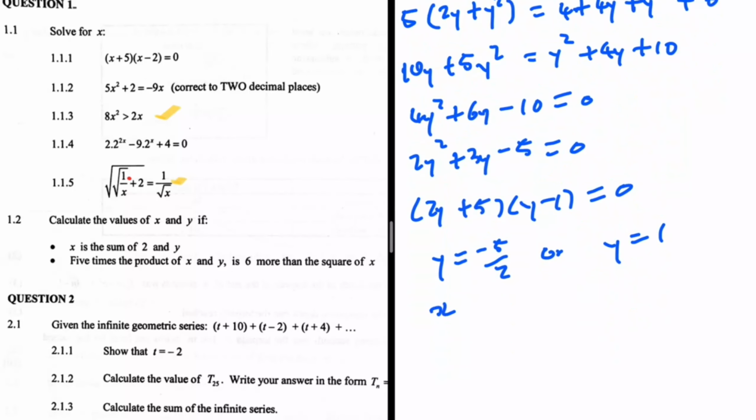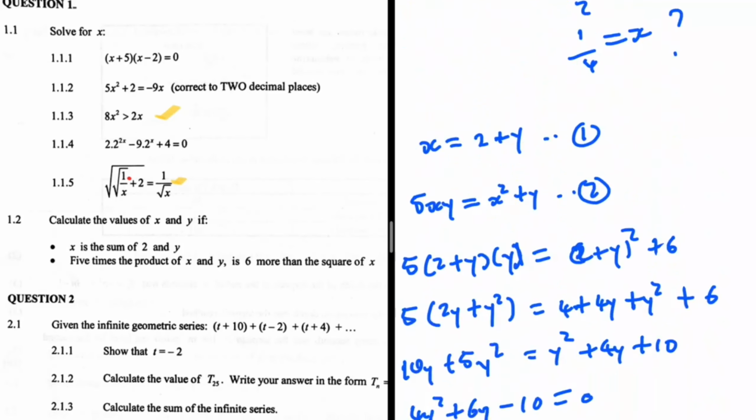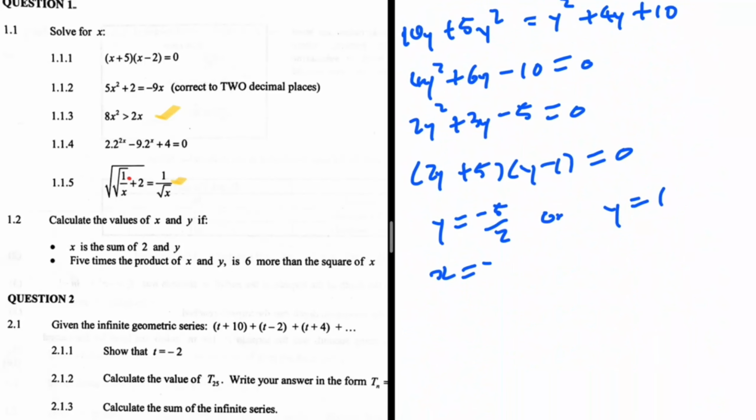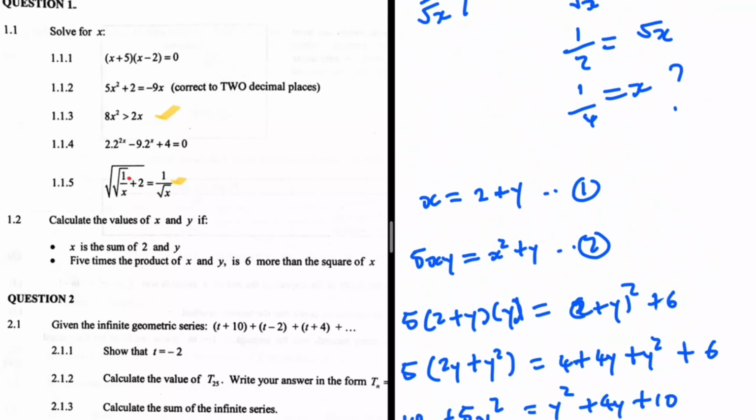Okay, so x equals what? x equals 2 plus y. So when y is 1, x will be 2 plus 1, so x equals 3. And then on the other hand, 2 plus minus 5 over 2, that gives x equals minus 1 over 2. So there we go. It's an easy equation as soon as you figure out how to set up your two equations. Which question do you want me to do next? Let me know in the comments.